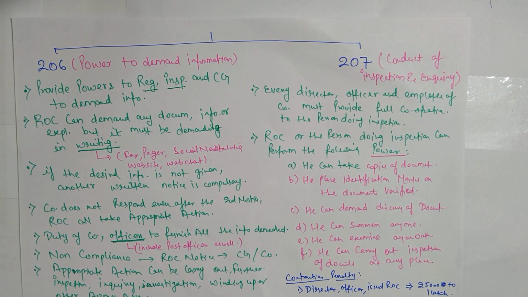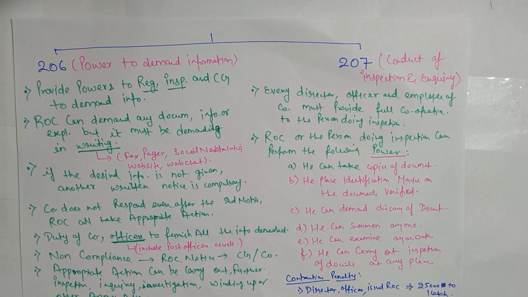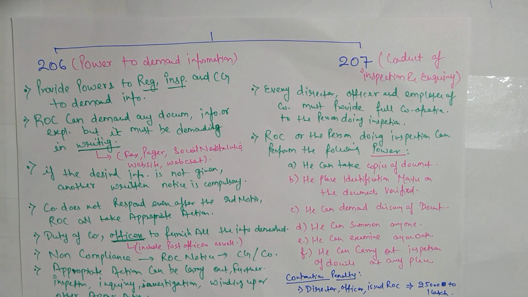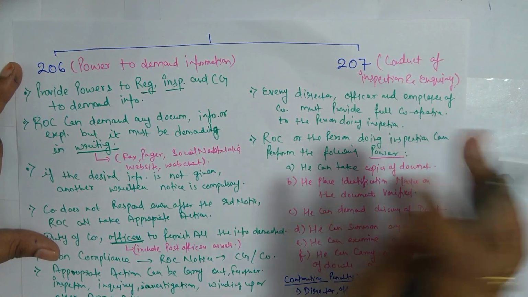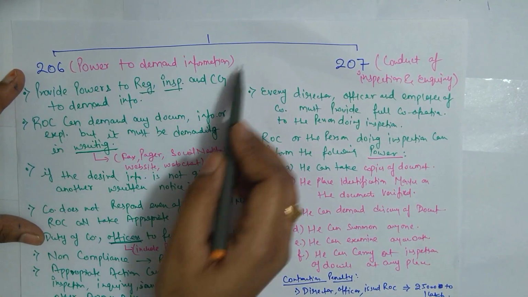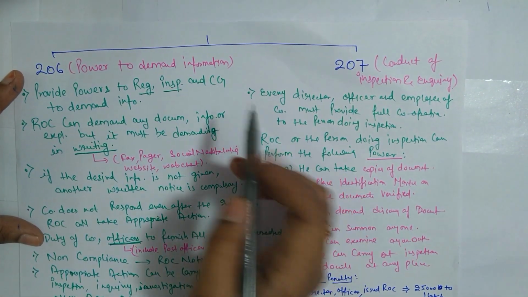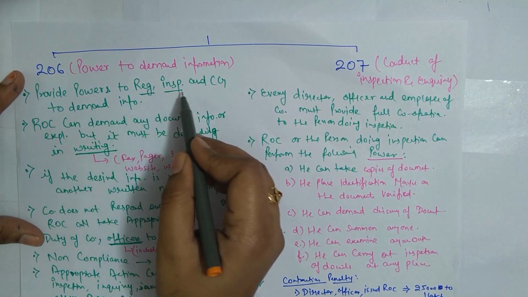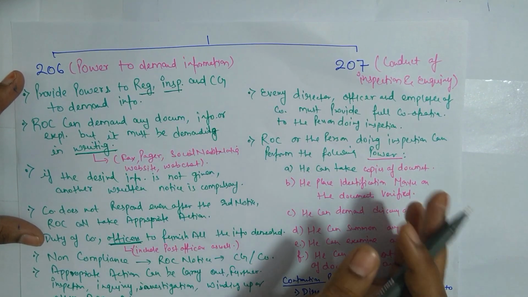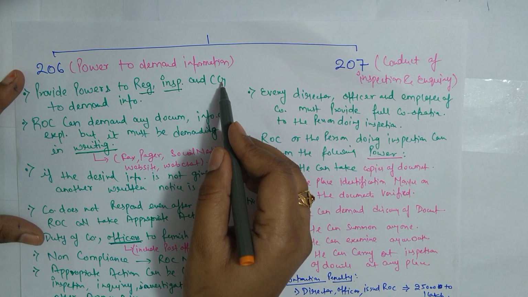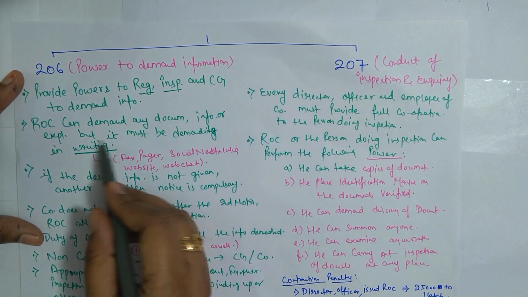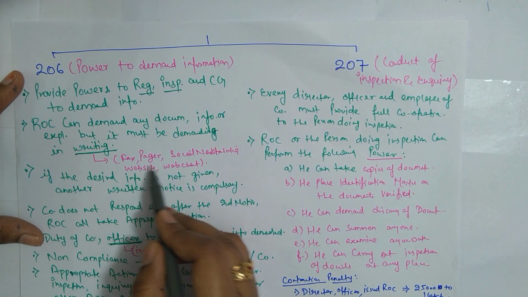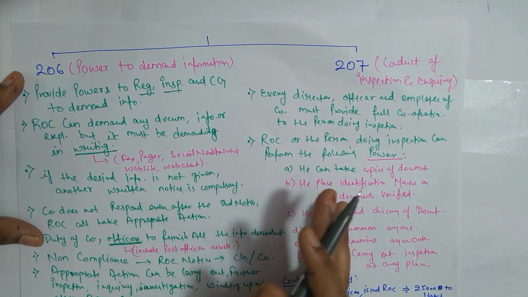Section 206 talks about power of demand information, and 207 about conduct of inspection and inquiry. Who has the power to demand information? The registrar, the inspector, and the CG. Whenever they want any type of document, information or explanation, it must be given in writing only, and writing consists of X pager, social networking website and web chat too.